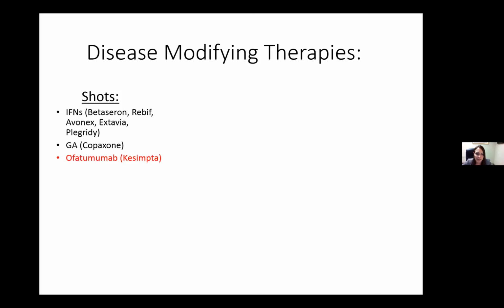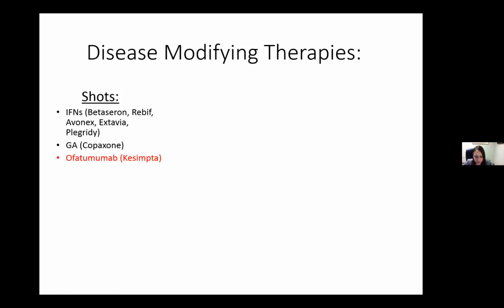Ofatumumab, or Kesimpta, is actually our newest medication that's approved for multiple sclerosis. And this is actually very different from the other shots. And I've been kind of lumping it in with ocrelizumab or Ocrevus because it works in the same way. It works by depleting adult B cells. So the only real difference between it and ocrelizumab is that it's an injection that a patient gives himself once a month rather than getting an IV therapy every 6 months.